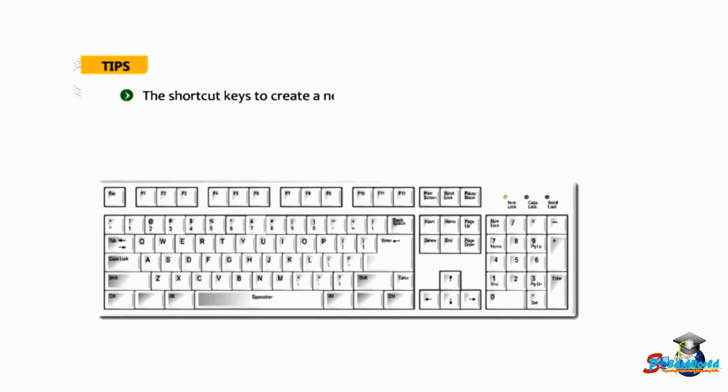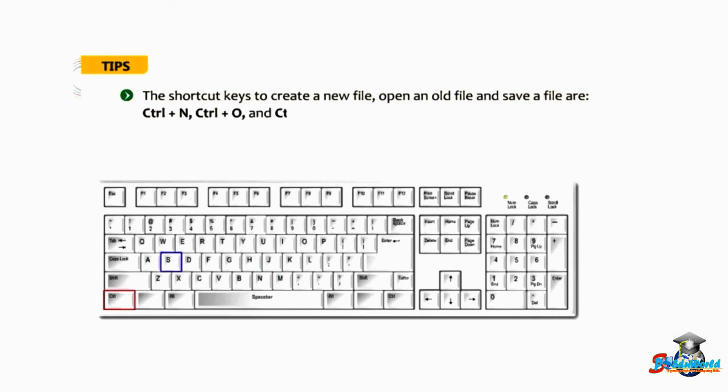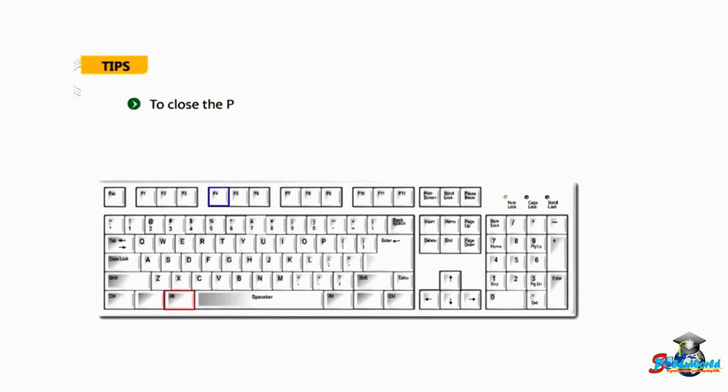Students, let me share some interesting shortcut tips with you. The shortcut keys to create a new file, open an old file and save a file are Ctrl plus N, Ctrl plus O and Ctrl plus S respectively. To close the PAINT program, you can also press Alt plus F4 key combination.